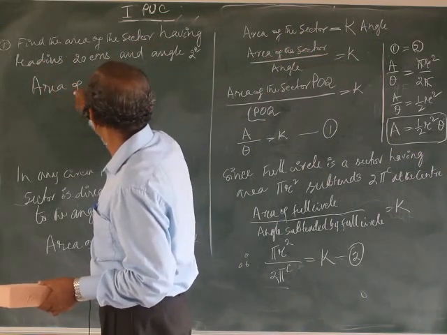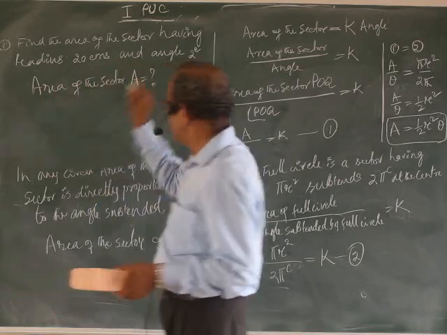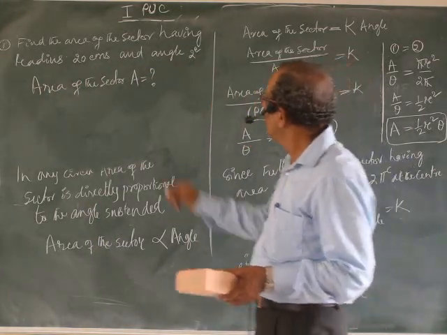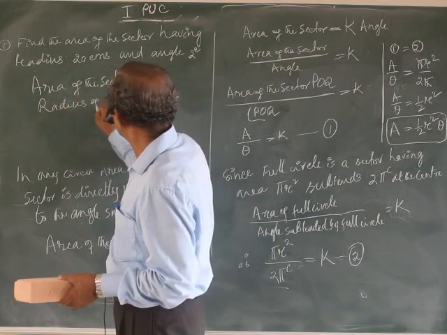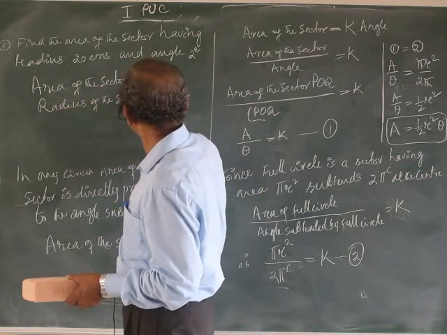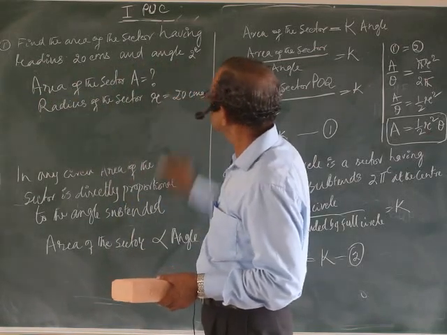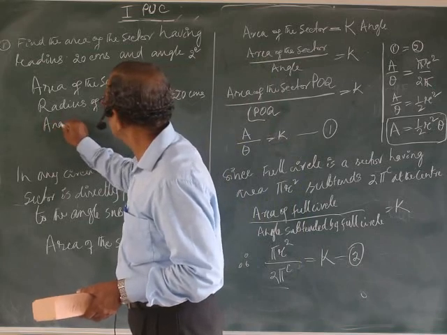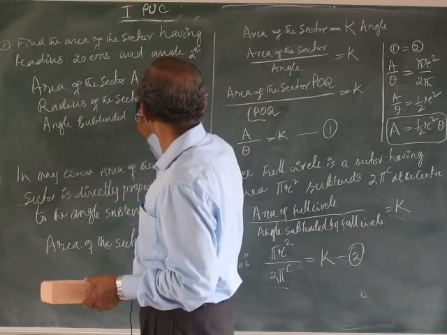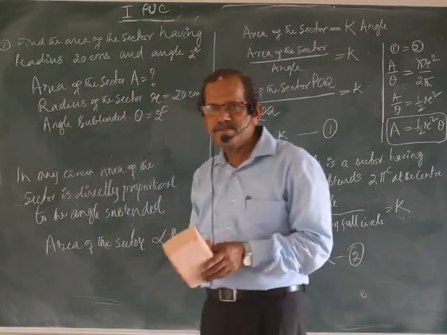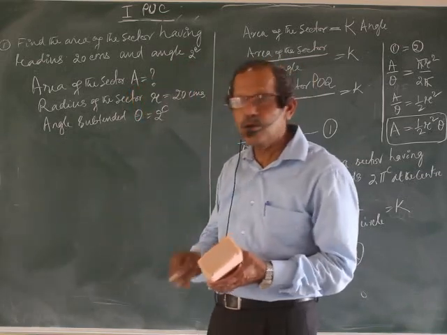So, area of the sector, A, is not given. Radius of the sector is given. Radius of the sector R equal to 20 centimeters. And the angle subtended is also given. Angle subtended theta equal to 2 radians. Write the formula, substitution, find the unknown value.